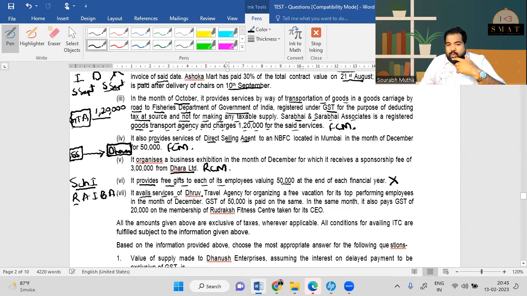It avails services of Dhruv Travel Agency for organizing a free vacation for its top performing employees. Basically, this is something they are getting inwards, availing. So they're purchasing. Will you get credit of travel for employees? No, it is blocked. If you remember Section 17(5)(b), if you don't remember, no problem, you don't have to remember any section. Anyways, MCQs. GST on 50,000 is paid, but no credit for that. It also pays GST on 20,000 of membership of the Rudraj Fitness Center. Even that purchase has no ITC. So ITC in these two is nothing.